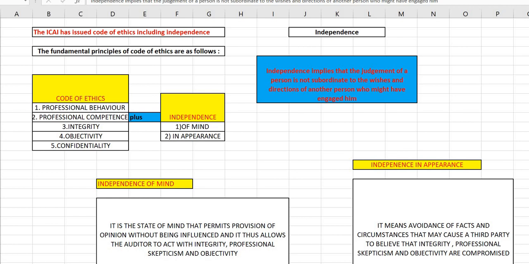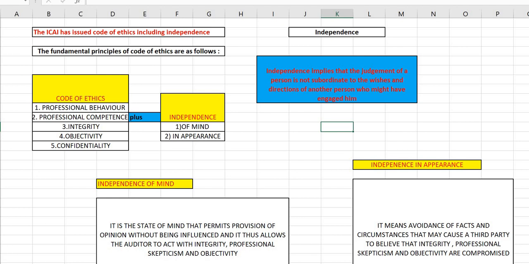What is independence? Independence basically implies that the judgment of a person. Which person is the definition talking about here? It is talking about the auditor, the chartered accountant. Independence implies that the judgment of a person, meaning the judgment of a chartered accountant or auditor, is not subordinate. Not subordinate to what? Two things: the wishes and directions of another person.